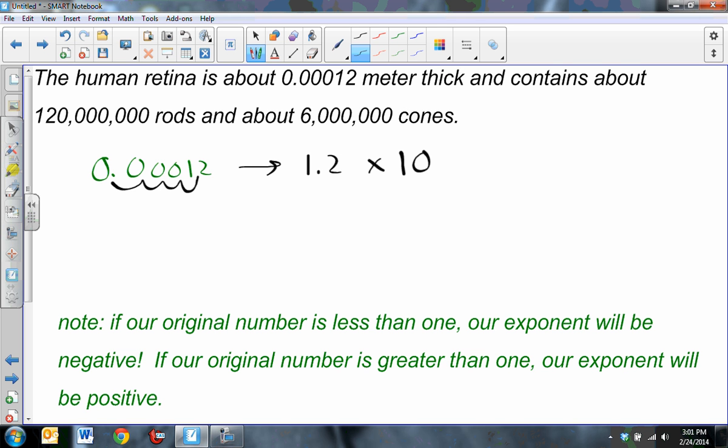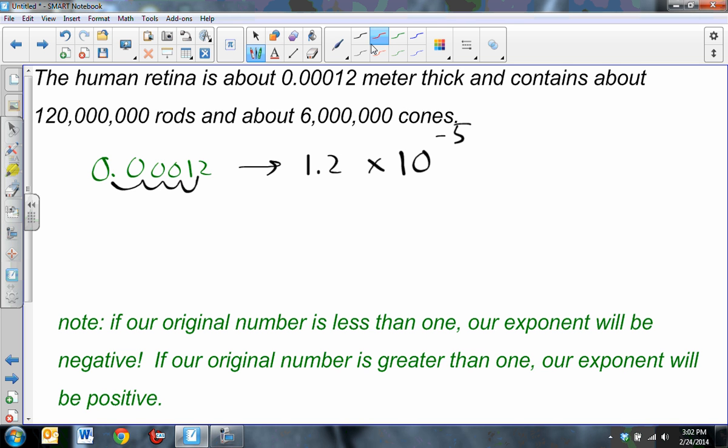Now, to know whether the exponent is negative or positive, look at your original number. If it's less than 1, your exponent has to be negative, okay? And since we went 1, 2, 3, 4, 5 places with the decimal, our number is negative 5. Okay? So down here in green, if our original number is less than 1, our exponent's negative. If our original number is greater than 1, the exponent will be positive. Let's look at the next one.